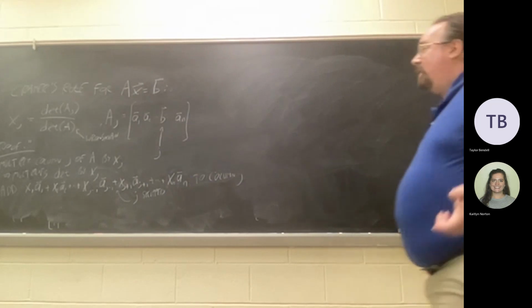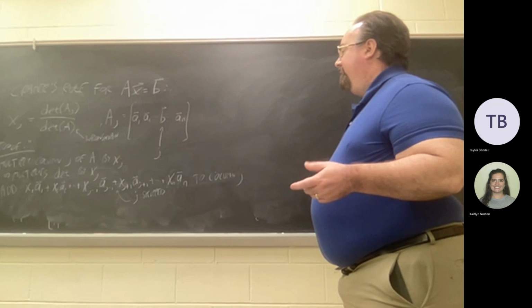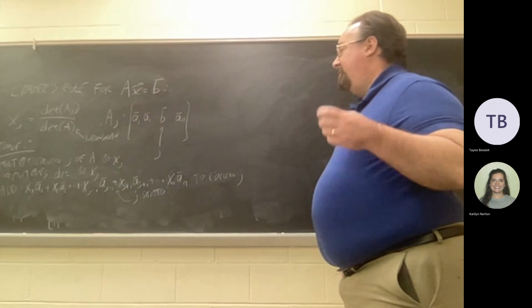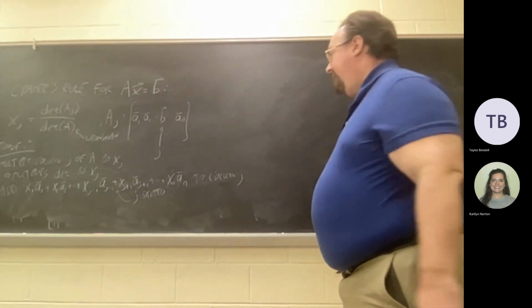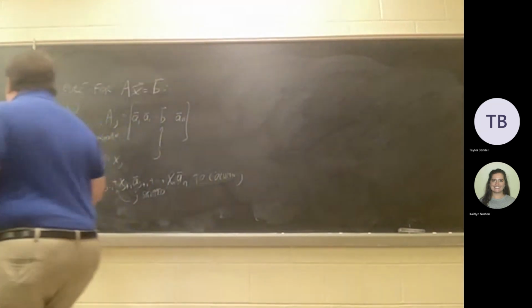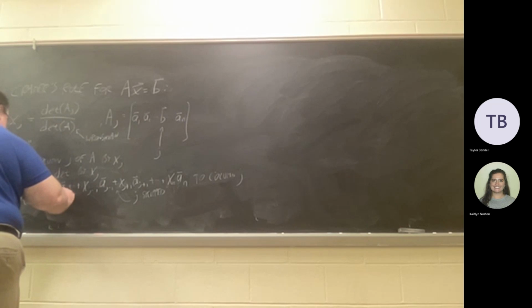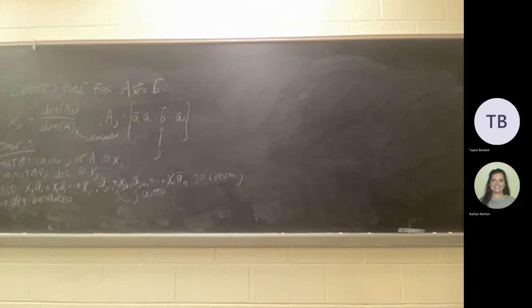So you're taking all the other columns of A and multiplying them by the corresponding components of X. And you take all of those scaled columns, add them to column J. Well, what does that do to the determinant? Nothing. The determinant is not changed when you take a multiple of one row or column and add it to another row or column.